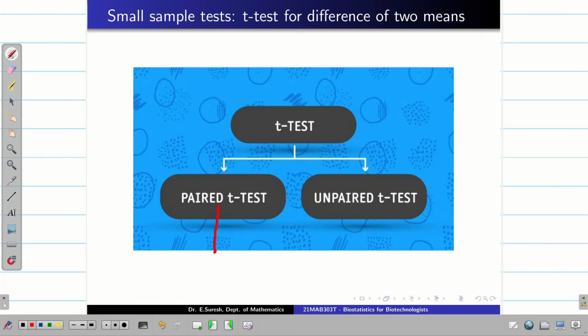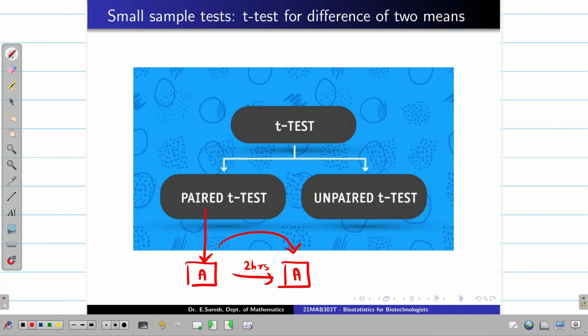But in the case of the paired t-test, the samples are dependent because you are taking the blood samples of a patient. Suppose you're checking diabetes. I have to take the blood samples of 10 patients, then after giving the medicine, after 2 or 3 hours, I have to check the blood samples of the same patient. Here you cannot change the patients.